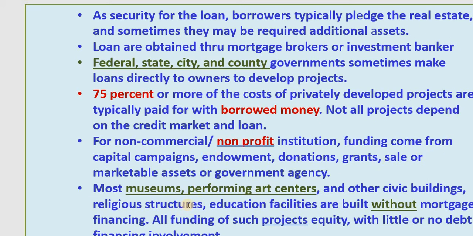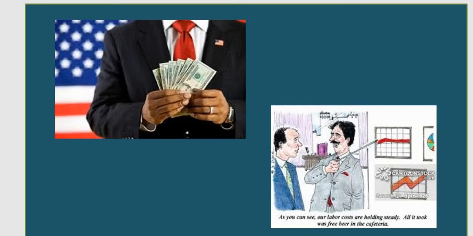Some of the projects you can see, like museums or performing arts centers, civic buildings or religious structures, education, are built without mortgage financing. Maybe they have funding from government, so that's why they don't need to loan for financial.